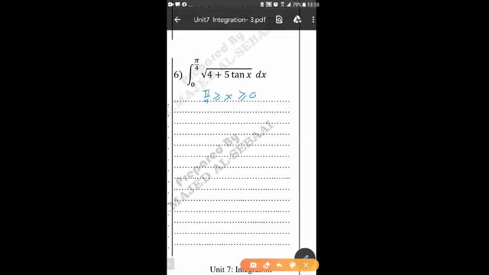Now take tan for all the sides. Tan x. What is tan pi over 4? It is 1. What is tan 0? It is 0. Multiply by 5. It's going to be 5 tan x. 0 times 5 is 0. 1 times 5 is 5. Now add 4 for all the sides. 4 plus 5 tan x. This will be 4, and this will be 9.